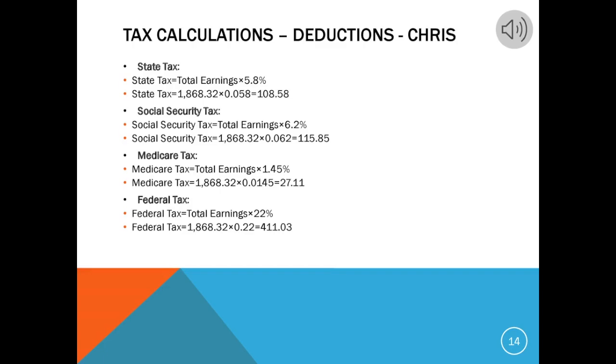$27.11. And finally, for the federal tax, we're going to be taking total earnings times 22%, which is 1,868.32 times 22%, which equals $411.03 towards the federal tax.